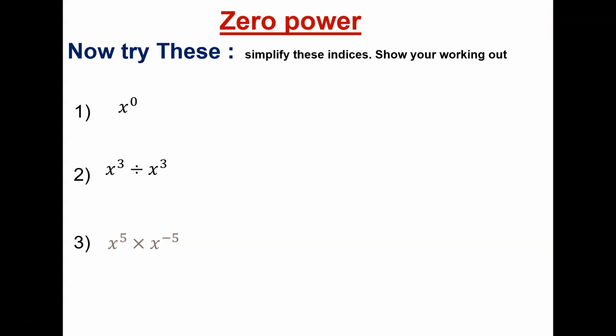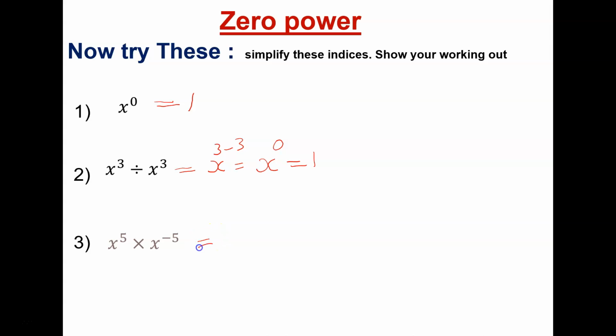Fine. I think you're done. So let's do it together. Now the first one, there's no working out. We have to say this equals 1. This one, we're going to say x power of 3 take away 3. This was one of our examples as well. And that gives you x power of 0, and that's 1.